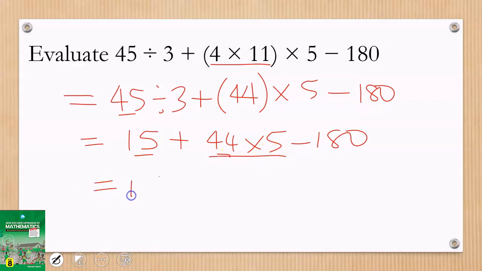So we maintain our 15 as it is here, and then multiply 44 times 5, which of course is very easy. You divide 44 by 2, you get 22, attach 0, and that will give you 220.